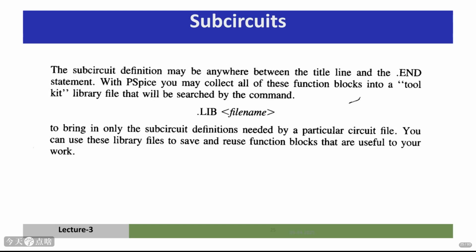To keep things organized, especially when you have many subcircuits, you can store them in library files. These are like toolkits of reusable functions. You can create a file containing several .SUBCKT definitions, and then, in your main circuit file, you simply use the .LIB command followed by the file name. PSpice will then know where to find those subcircuits when you use them with the X statement. This makes managing complex designs with many repeated blocks much cleaner and more efficient. It's all about code reuse and organization.